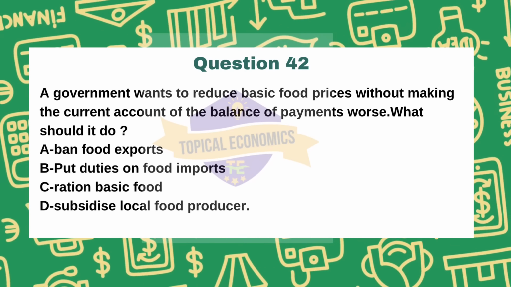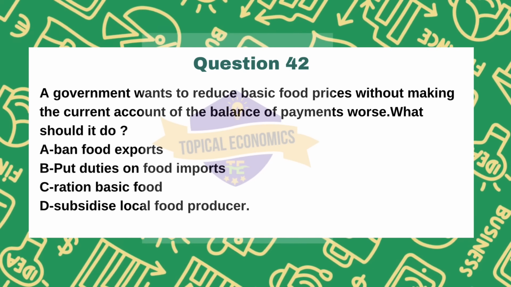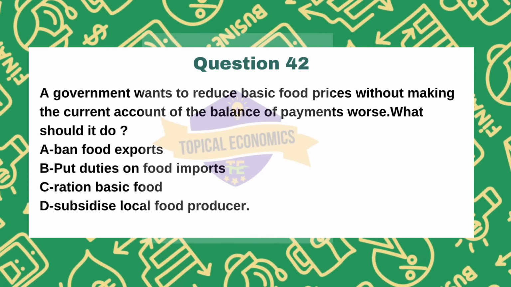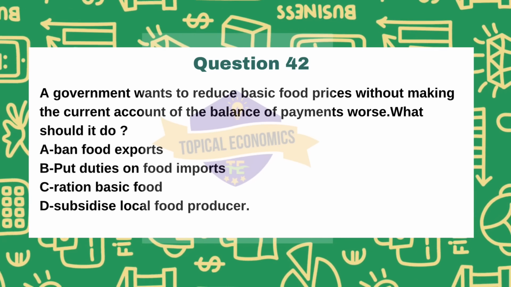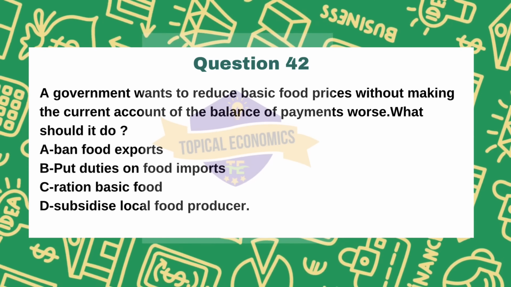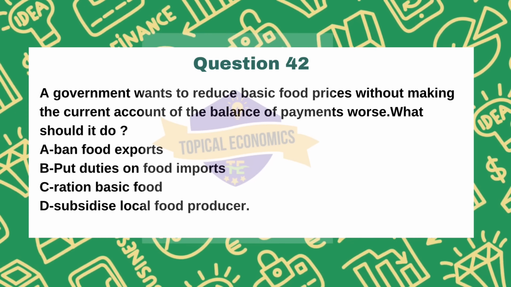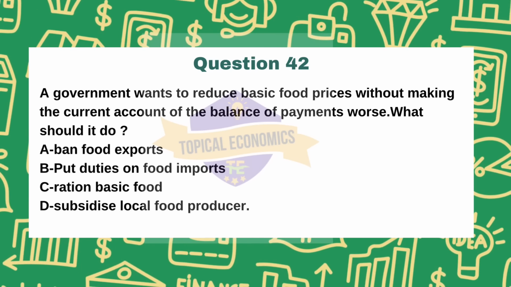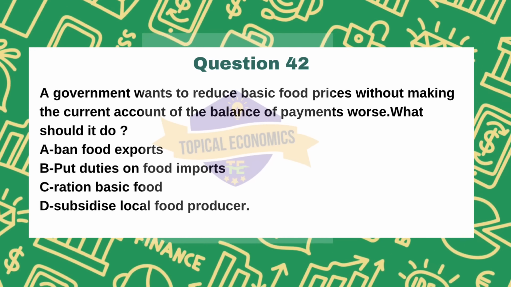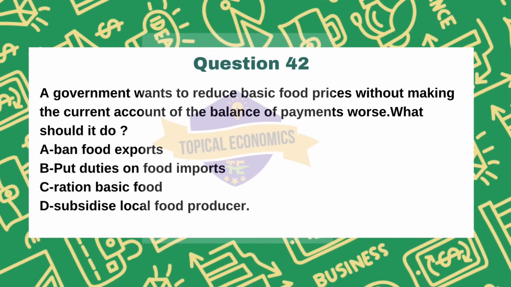To reduce basic food prices without negatively impacting the current account of the balance of payments, the government should, option D, subsidize local food producers. Subsidizing local food producers would lower their production costs, allowing them to sell food at lower prices. This can lead to a reduction in basic food prices in the domestic market without affecting the import or export levels, thus not worsening the current account.